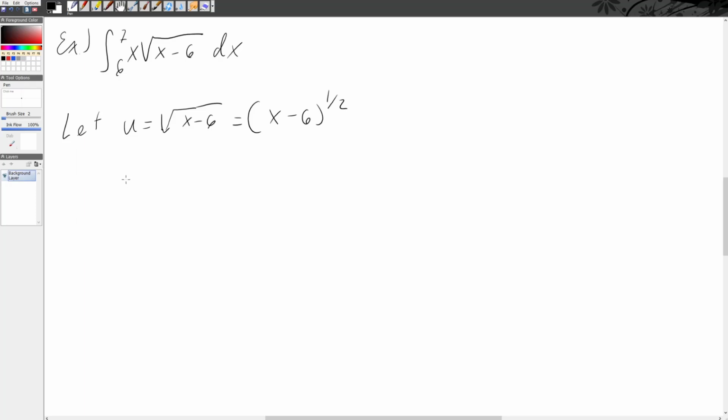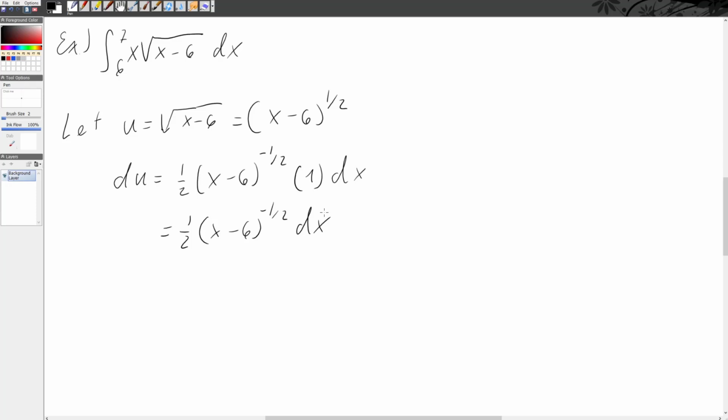Then we take the derivative. Bring down the 1 half, leave the inside, minus 1, and then the derivative of the inside is just going to be 1, and then we cannot forget that dx. So du = 1 half (x minus 6) to the negative 1 half dx.